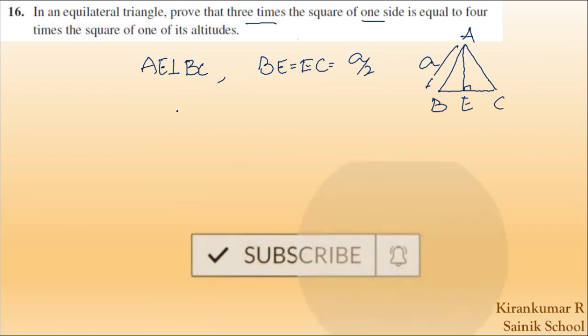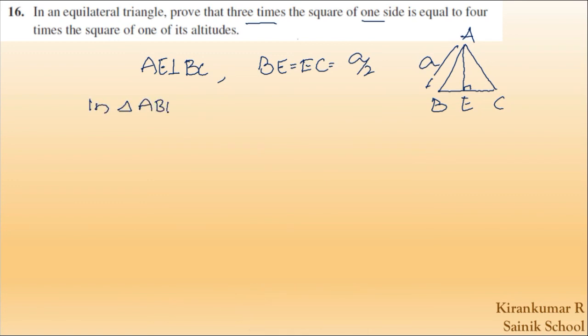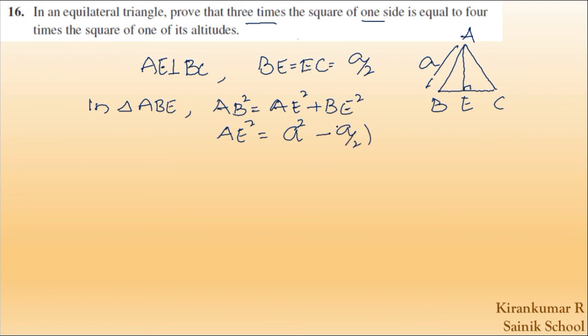Observe the triangle ABE. In triangle ABE, the hypotenuse is AB, so AB square will be equal to AE square plus BE square. So AE square will be, AB square is nothing but A square minus BE is nothing but A by 2 whole square. We get the length of AE as root 3A by 2.